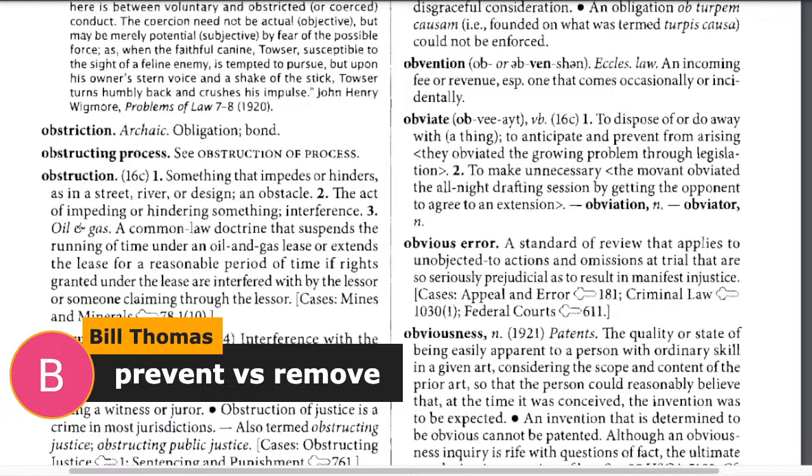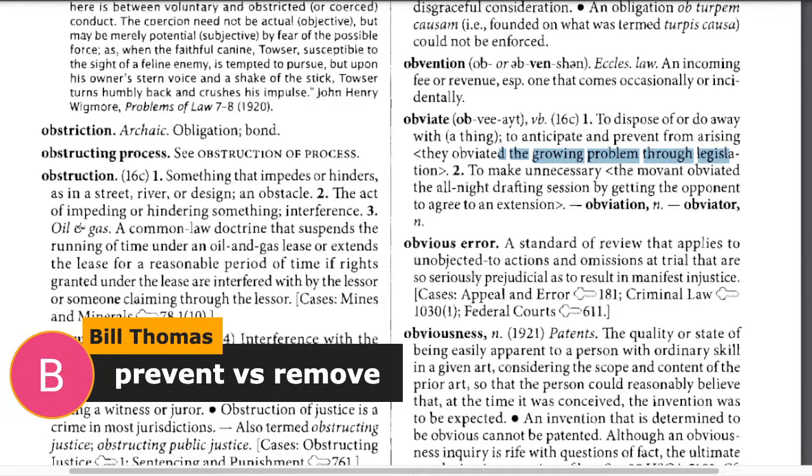So prevent, huh? They obviated the growing problem through legislation. Two, to make unnecessary. The motion obviated the all-night drafting session by getting the opponent to agree to an extension. So to make unnecessary, right? And that's, I guess, in the same vein as to prevent. To prevent that all-night drafting session. Here is the growing problem that was obviated.